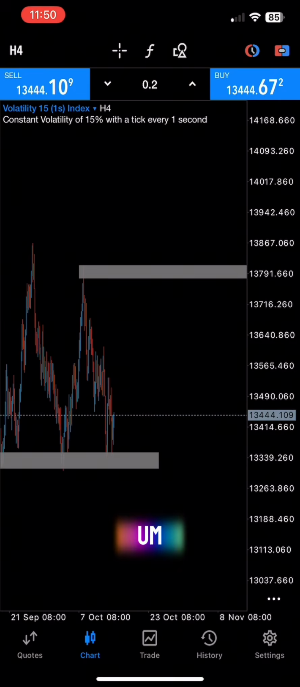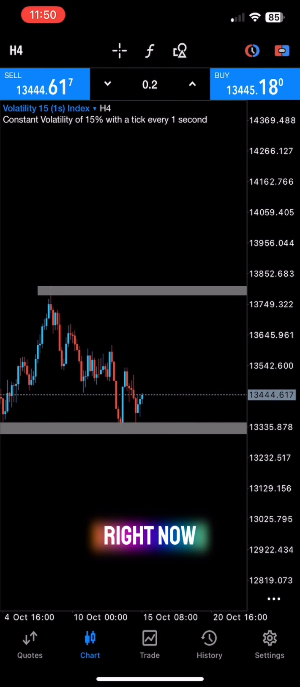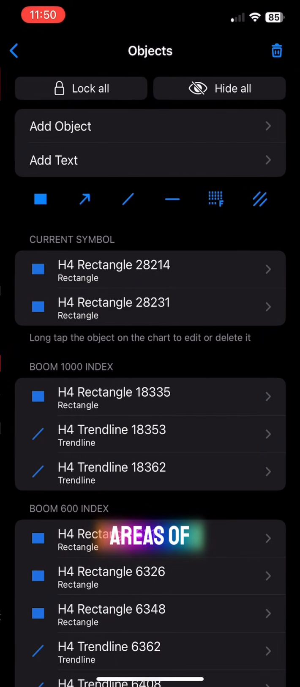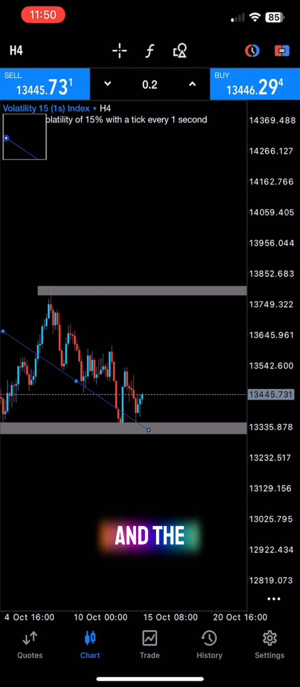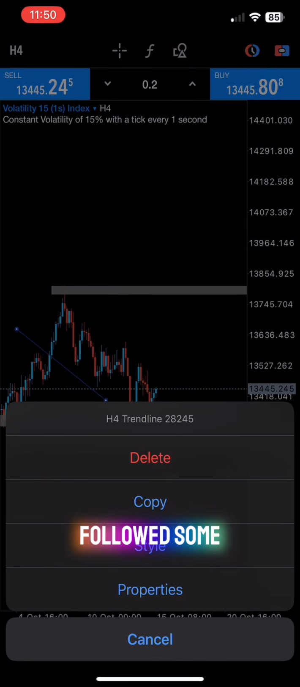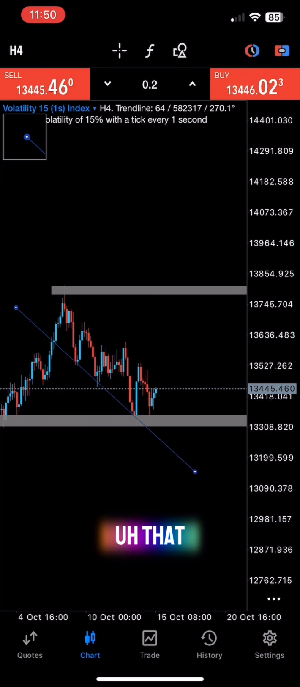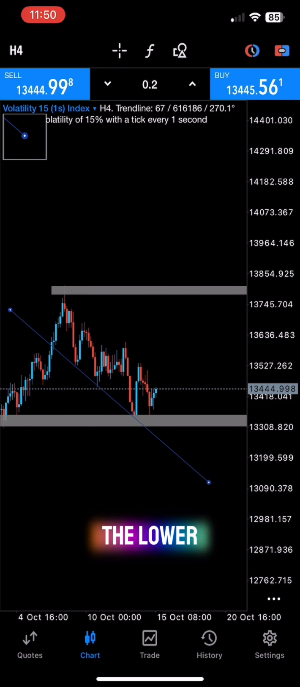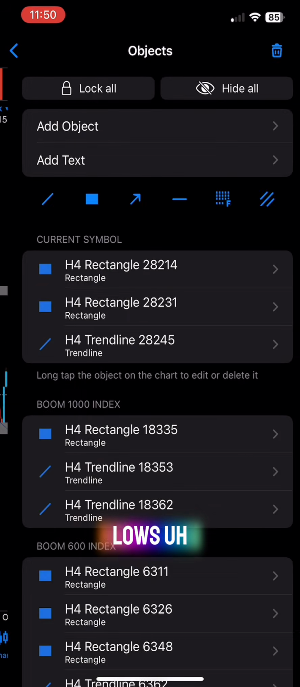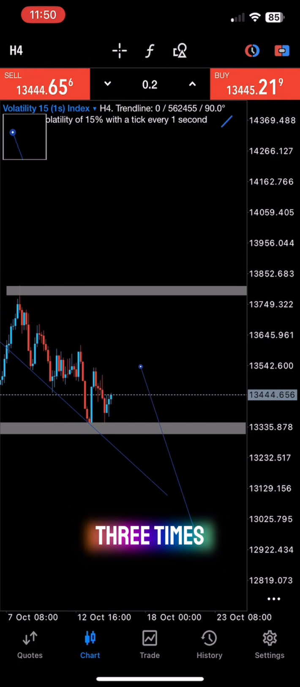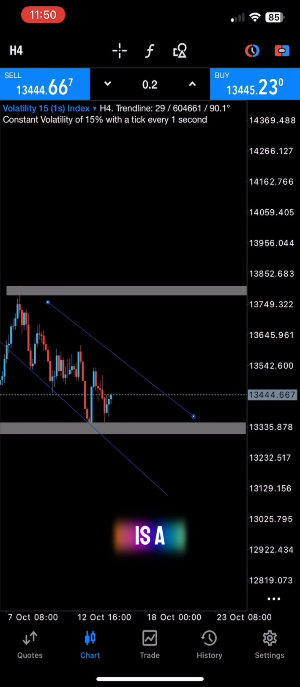So as you can see right now, I've already drawn the major areas of confluence. I have already drawn the lines of support and the lines of resistance. As you can see, the market followed some points that it touched. Those are the lower lows at the bottom. It touched the lower lows at least 3 times. So that means it is valid, right?